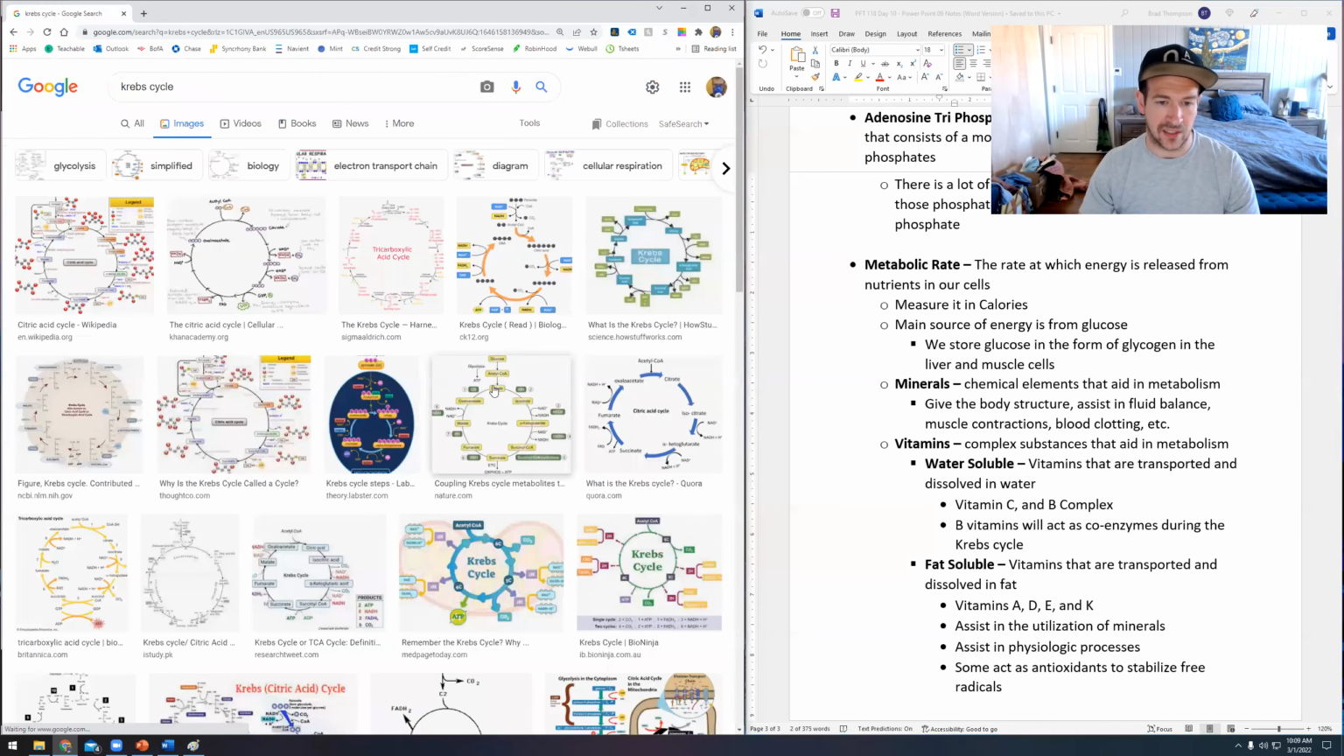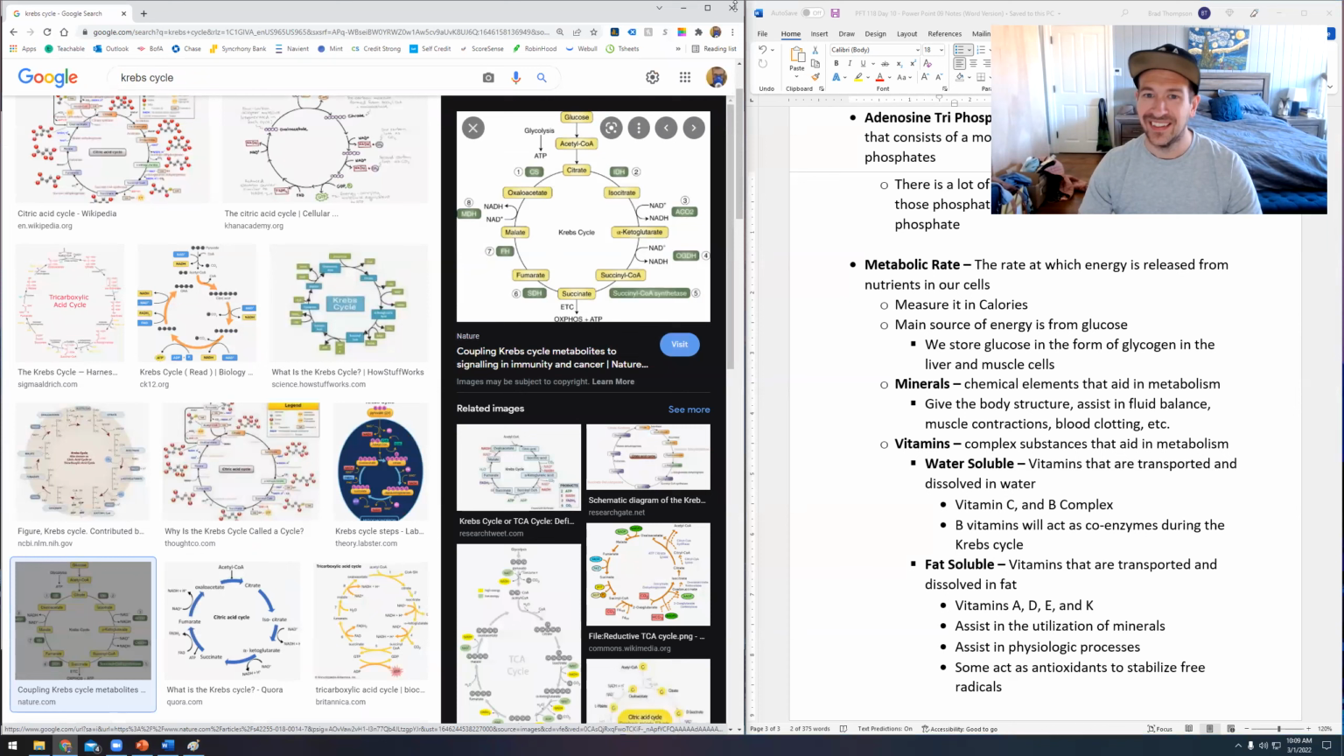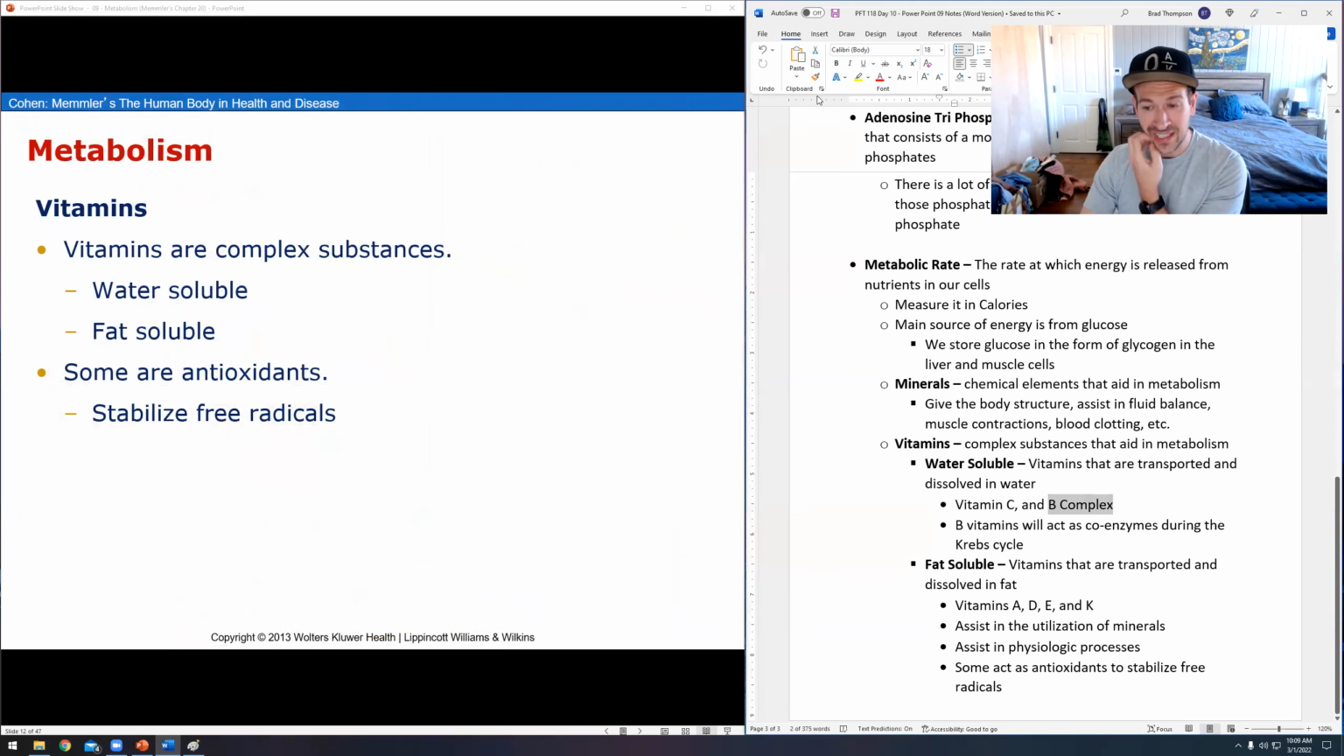They're all these little enzyme helpers, right? So those are all B vitamins that are allowing that to take place. And then vitamin C, which is used for other reasons. Those are all of the water-soluble vitamins. So C and all of the Bs.